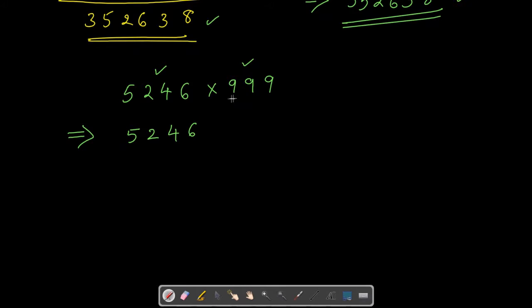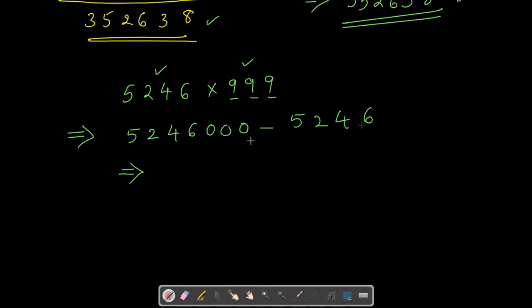And as I said, we need to write zeros equal to the number of digits we have in the other number. So here we have 3 digits. So I'll be writing 3 zeros over here and subtract by the same number, that is 5,246. Please, it's a humble request that we do not do the subtraction in that way. Let us do it directly over here.